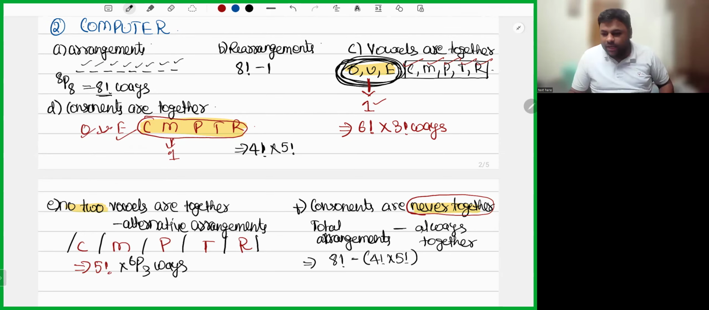Sir, can't we do alternative arrangements? Yes, we can do alternative arrangements also. That's also fine. But in this question, it is not possible. If you can get alternative arrangements, go ahead and do that. Nobody is going to stop you. But unfortunately, in this question, alternate arrangements are not possible. Since alternate arrangements are not possible in this question, I'm not doing it. If it were possible, I would have done that only.